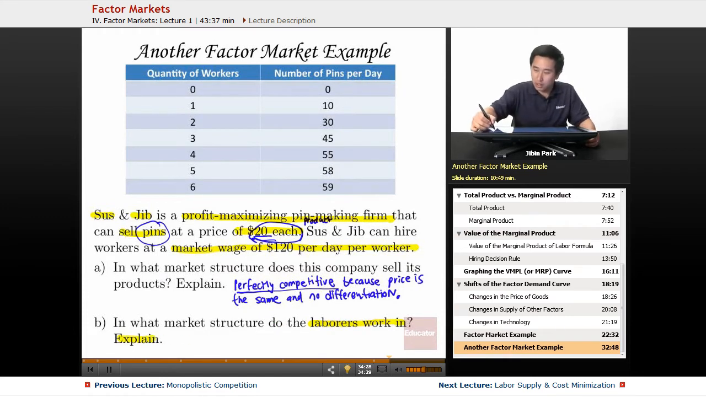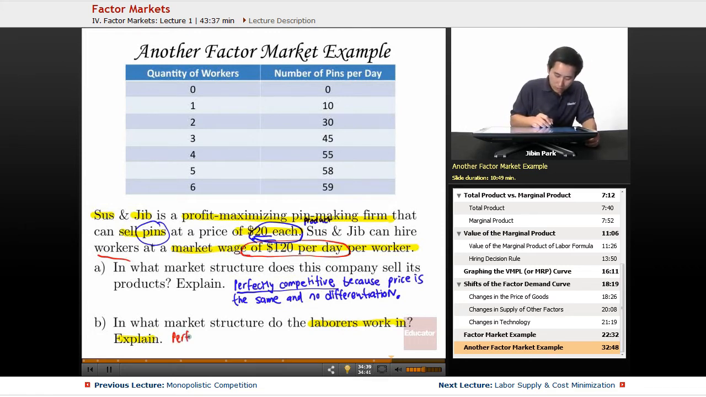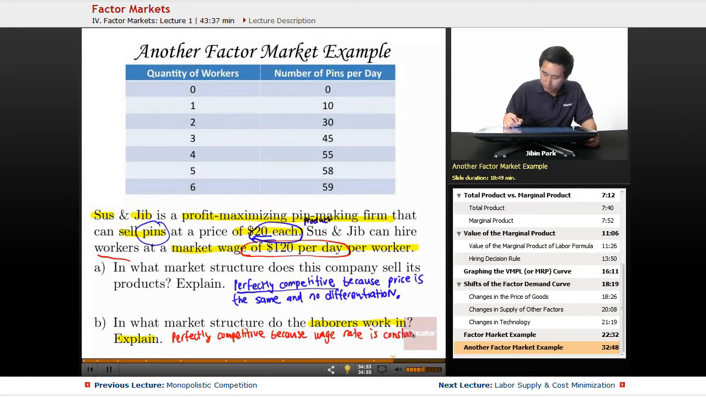Explain this one here. Well, again, go back to the prompt, and it says Suze and Jib can hire workers at a market wage rate of $120 per worker. So all workers are paid $120. So once again, this is perfectly competitive, because the wage rate is constant. So again, two different markets, and it just happens to be that they're both perfectly competitive, but you have to understand, even though there's not a whole lot of information, be able to determine which is a factor market and which is a product market.